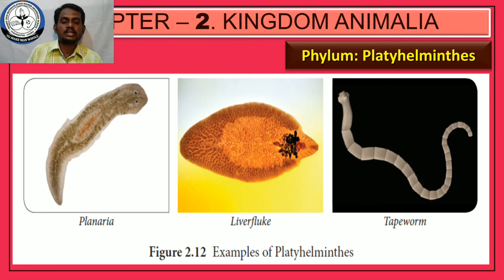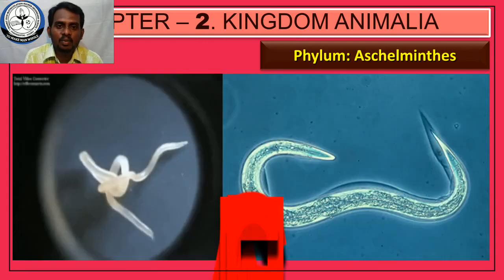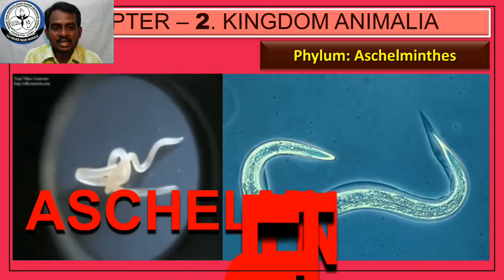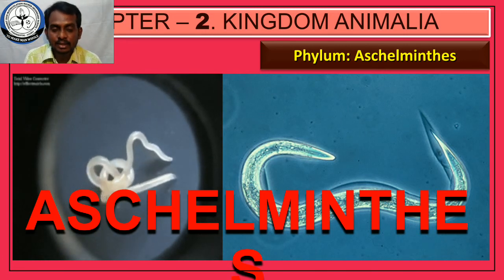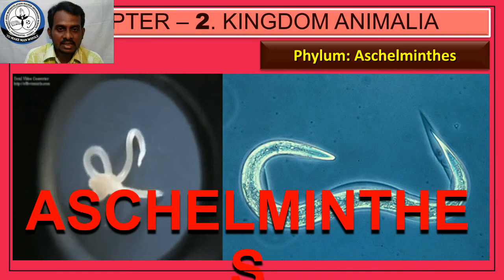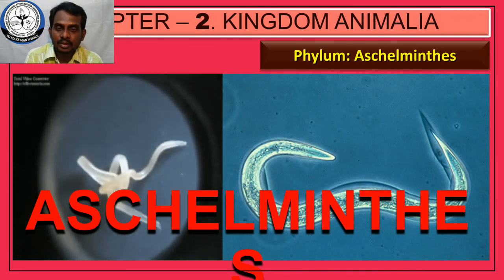Okay. So that's all. Phylum Platyhelminthes is over. And next class we will discuss another phylum. What phylum are we going to discuss? Very good, Aschelminthes is another phylum in the animal kingdom. Okay. Thank you, students. We will meet next class. Thank you. See you again.